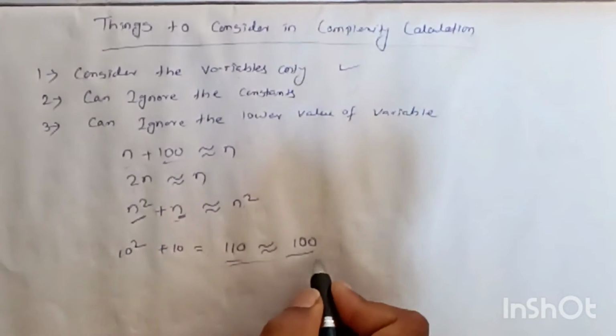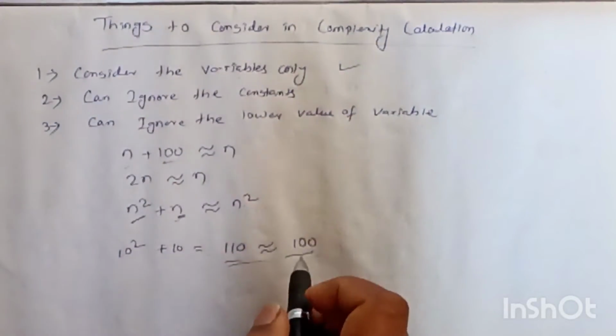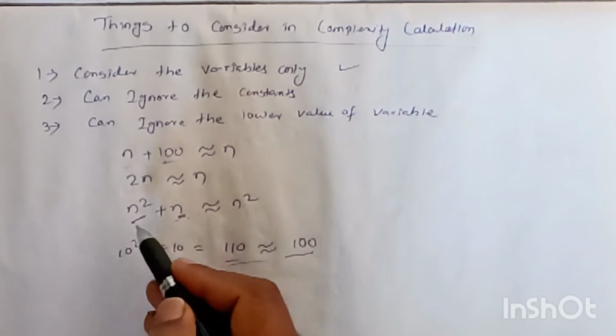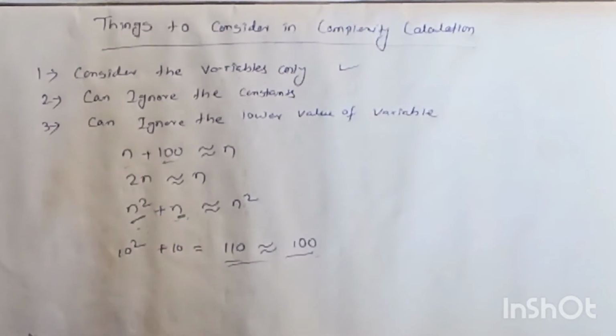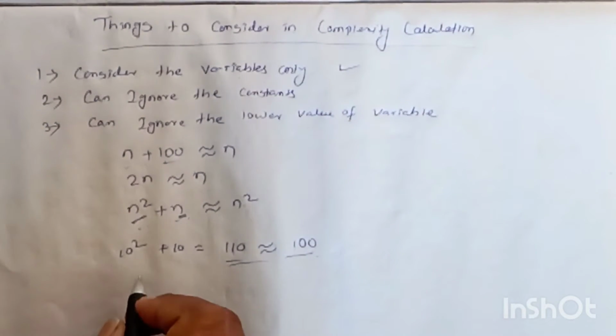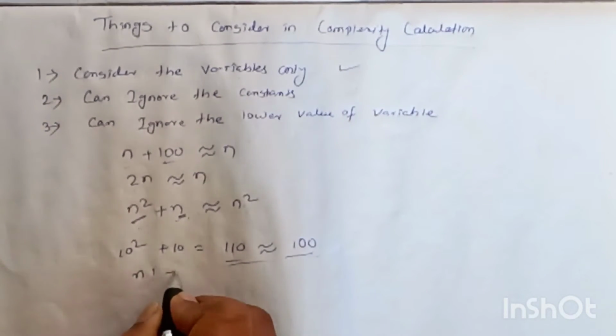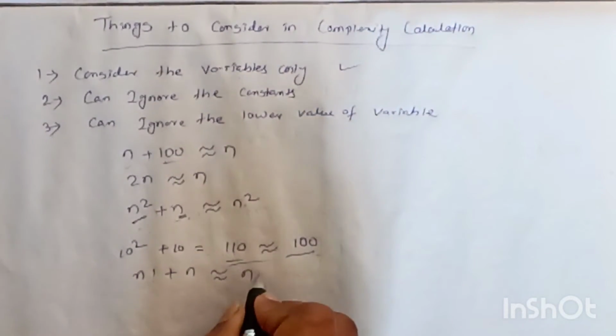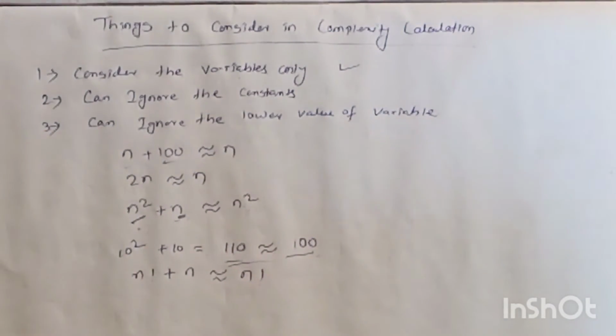So here we are ignoring the lower value of variables. If you have two variables and one is of a higher range, then you can ignore the lower one. Similarly, if you find n factorial plus n, you can consider that as n factorial.